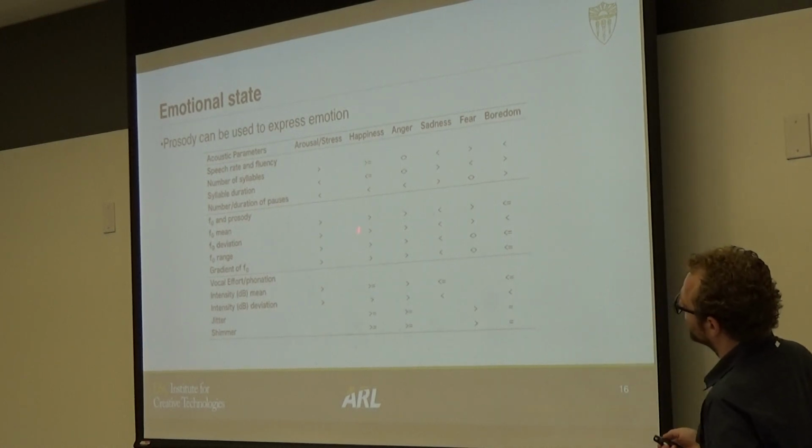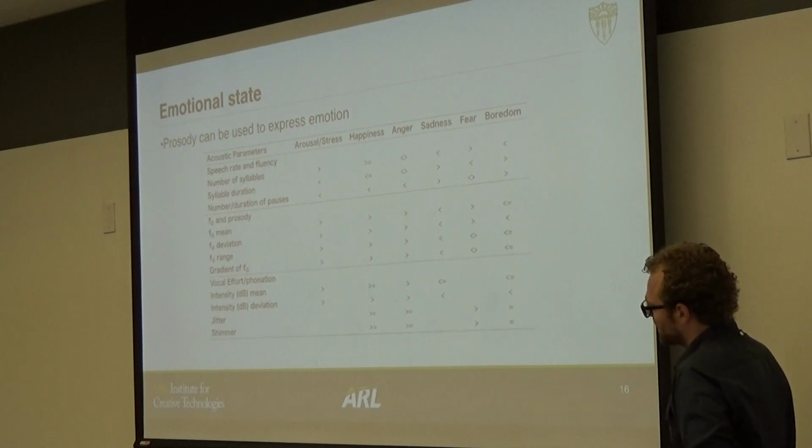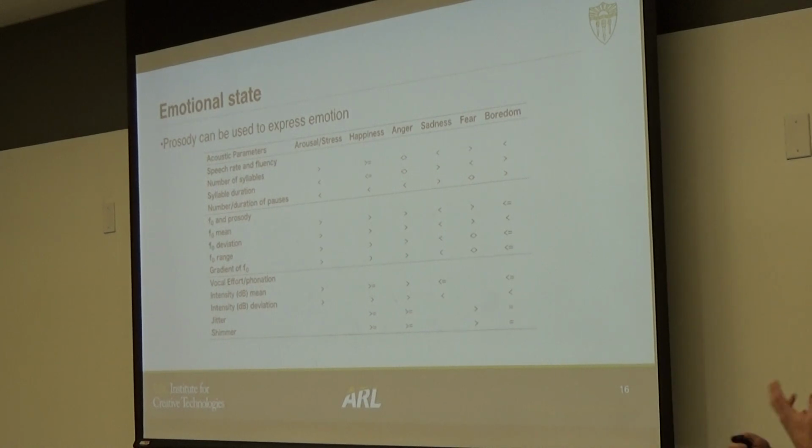So then we had a couple of examples. For example, happy here with increased fundamental frequency mean, deviation and range, but also increased intensity. And you can imagine if you think about a happy moment, you shout something, you think it's happy, or you're expressing happiness, you get louder.